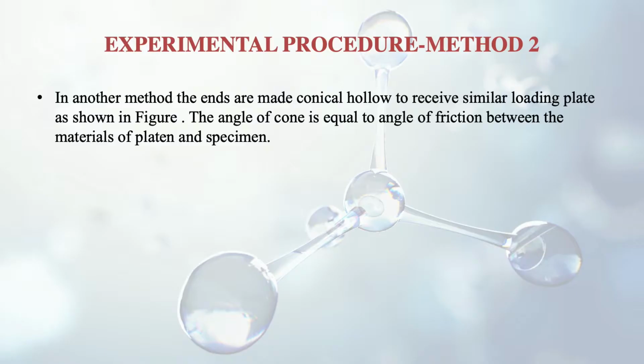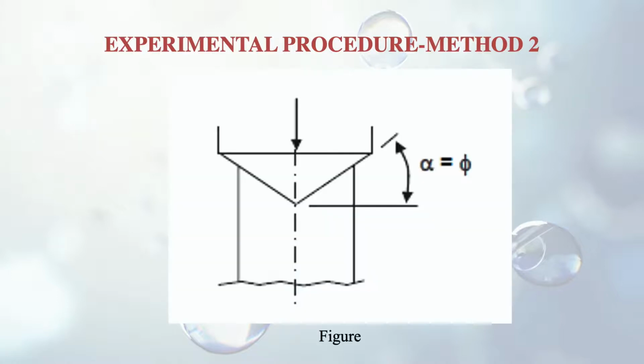There is another experimental procedure, that is method 2. In this method, the ends are changed now. The ends are made in a conical hollow type of shape. You can see in the figure here, this is somewhat like a cone. And why is it done like that? To receive a similar loading plate. So the plate is also made accordingly.